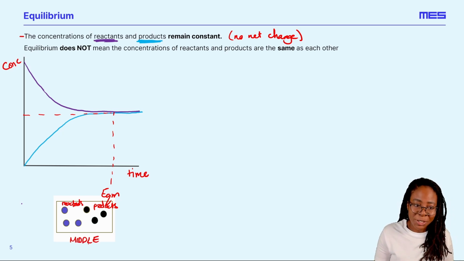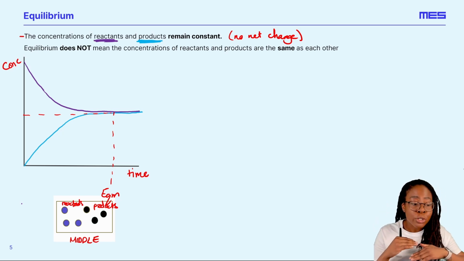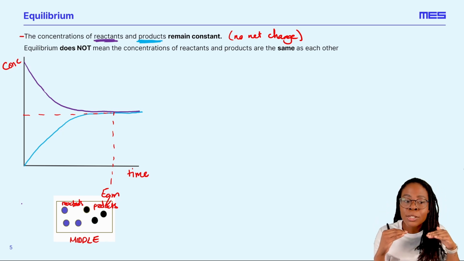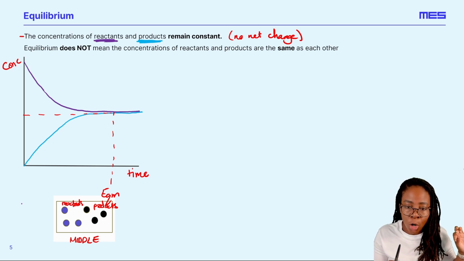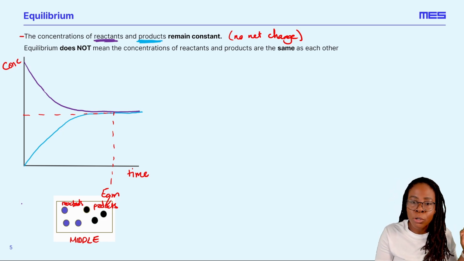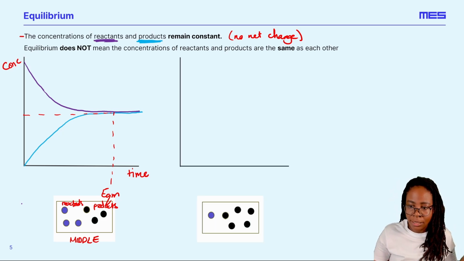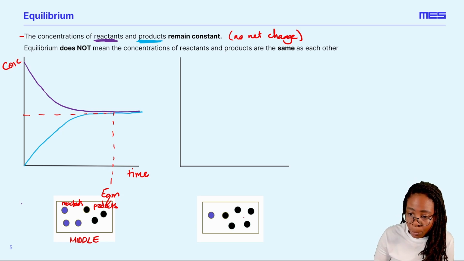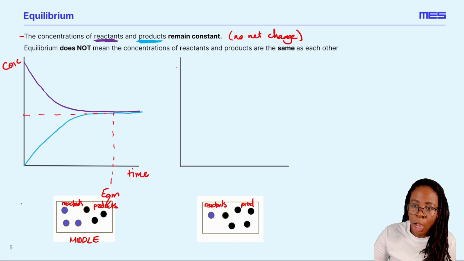But that, as I mentioned before, and I will emphasize, is not always the case. The concentrations remaining constant does not mean the concentrations are going to be the same. So let me show you the examples of when that is the case. In this second example, we can see we've actually at equilibrium got more products than reactants. Okay, so how would we represent that graphically?